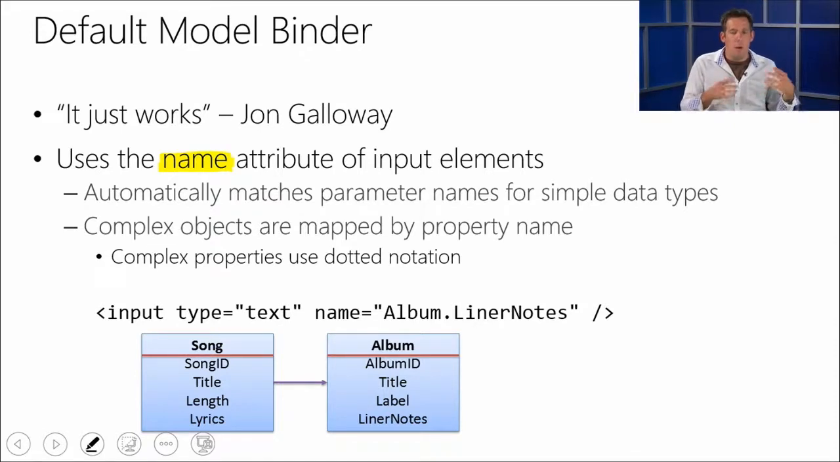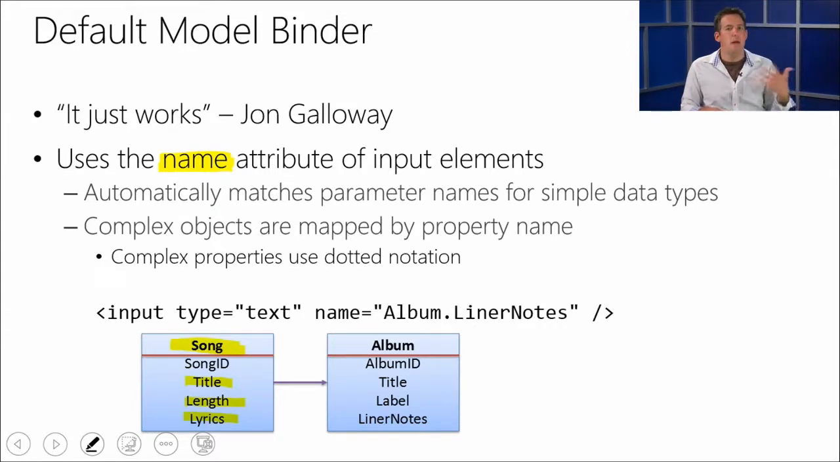Now, when it comes to a basic class, let's say, for example, that we've got song here, and I'm going to create a form for song. Well, for title, it's simply going to be name equals title. And for length, it's simply going to be name equals length. And for lyrics, it's simply going to be name equals lyrics.